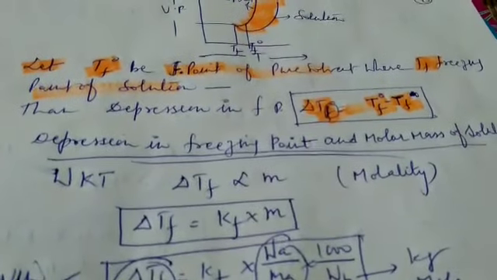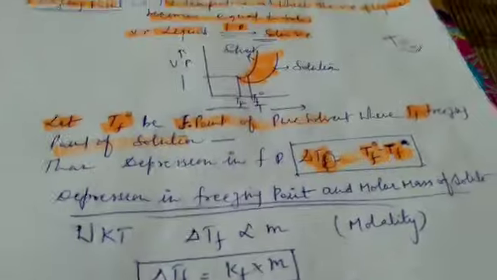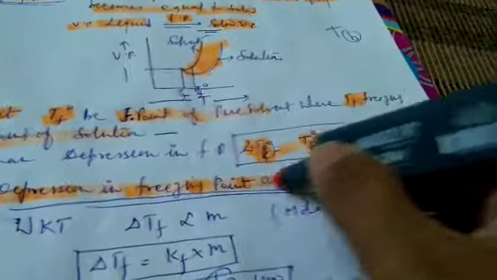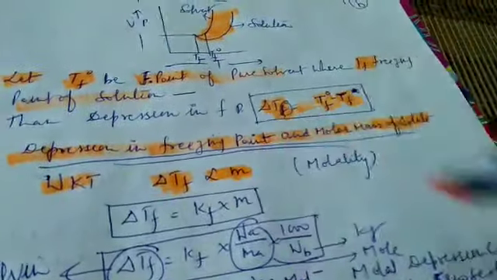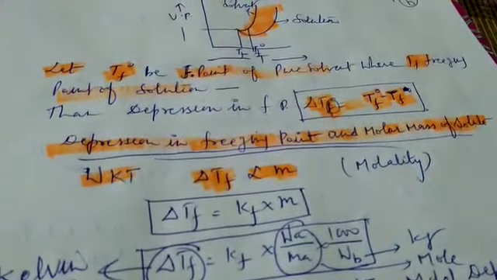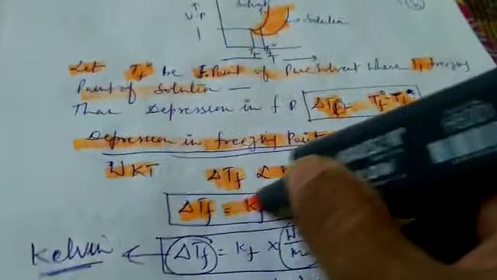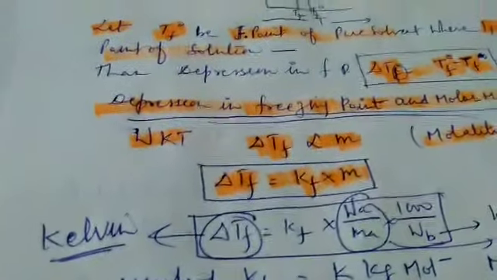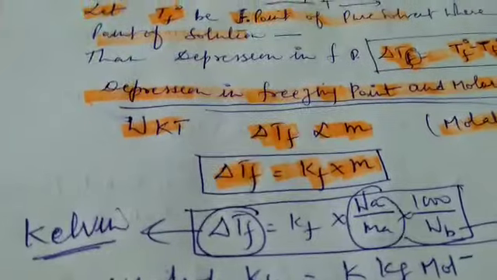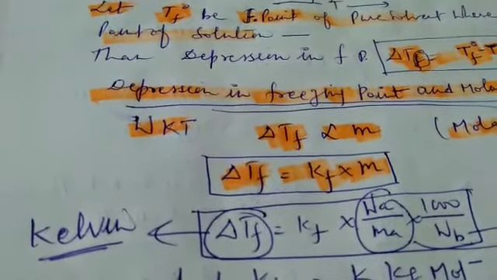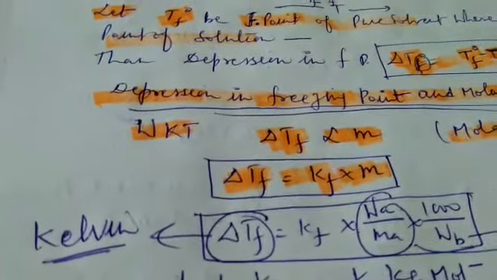Now we will correlate the depression in freezing point with molar mass. We know that depression in freezing point is directly proportional to molality of solution. Delta TF is equal to KF into m. Now, in case of elevation in boiling point, the constant was KB. Here we are taking KF because we are talking about freezing point, so the subscript is F. There the subscript was B because we were talking about boiling point.